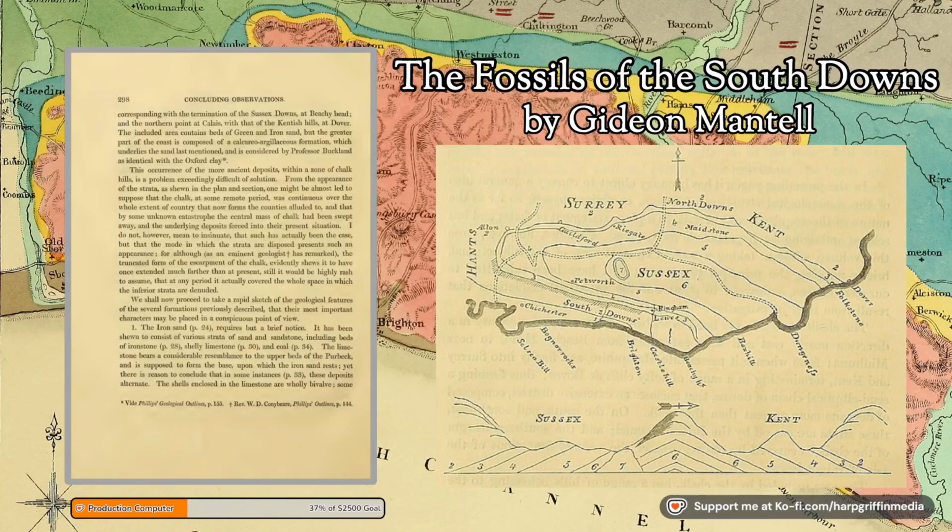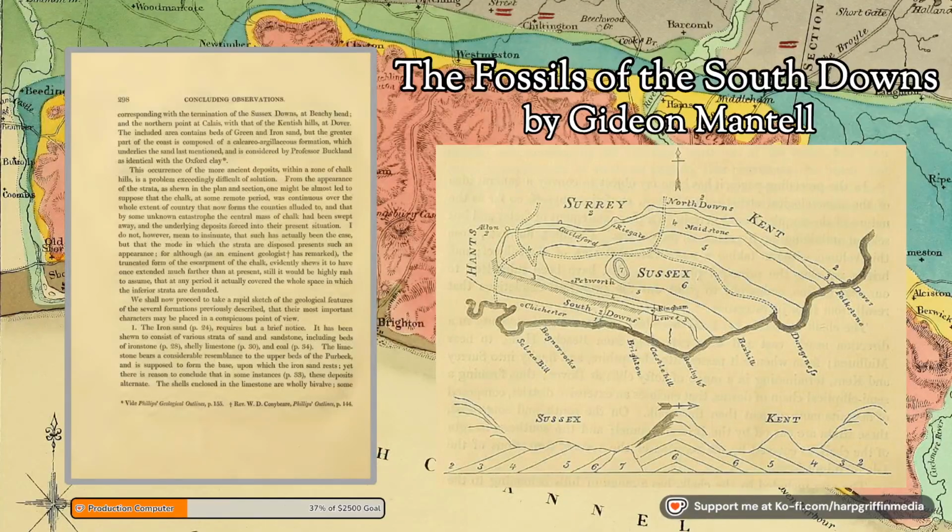and that by some unknown catastrophe the central mass of chalk had been swept away, and the underlying deposits forced into their present situation. I do not, however, mean to insinuate that such has actually been the case, but that the mode in which the strata are disposed presents such an appearance. For although, as an eminent geologist has remarked, the truncated form of the escarpment of the chalk evidently shows it to have once extended much farther than at present, still it would be highly rash to assume that at any period it actually covered the whole space in which the inferior strata are denuded.